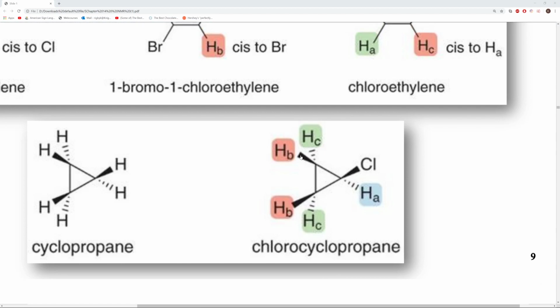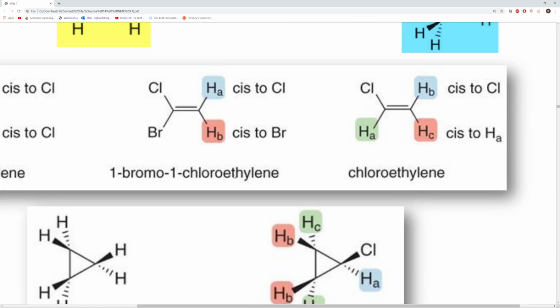So there is a question here. For the chloroethylene, it's 3, even though the HA is cis to HC. Yes, because if we look at these two different carbons, and if they're in different environments, then they're going to have different types of hydrogens. So the carbon on the left, which is attached to a Cl, and the carbon on the right, which is attached to just H's, are different.